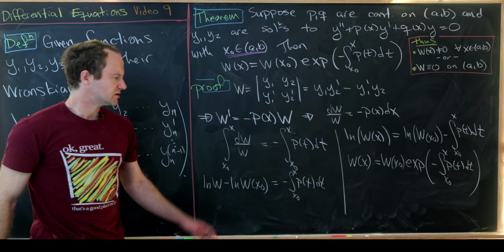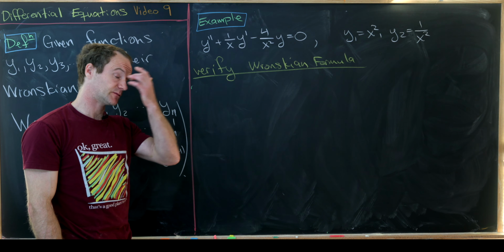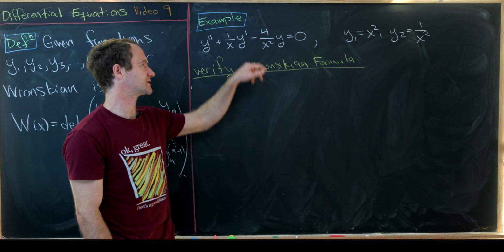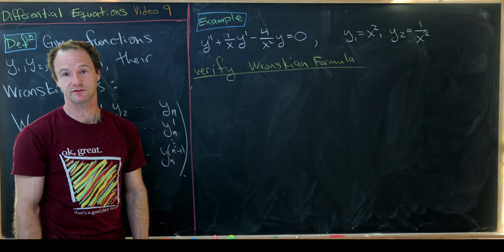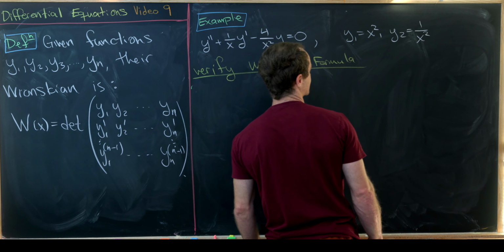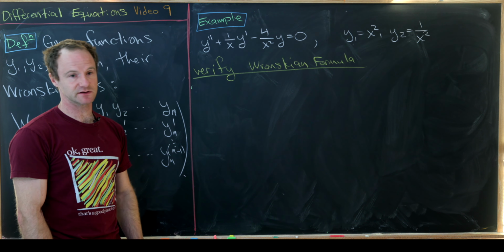Great. So let's see this formula in action. So now let's look at an example. So let's recall our differential equation y double prime plus 1 over x y prime minus 4 over x squared y equals 0. We had two solutions, y1 equals x squared and y2 equals 1 over x squared. So this is the example that we previously looked at.